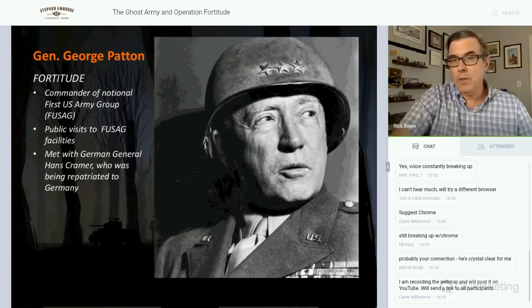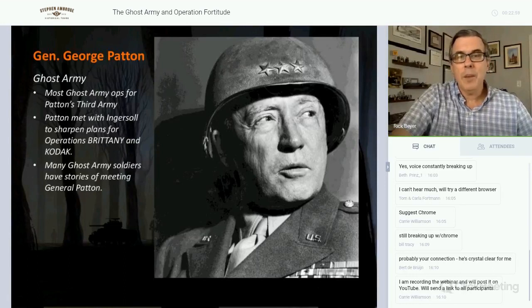Now, Patton's also very involved with the Ghost Army. Most Ghost Army operations end up being for Patton's 3rd Army. Ghost Army does not work for the 3rd Army. They work for the 12th U.S. Army Group, but most of their deceptions are for Patton's 3rd Army. And my research has shown that on at least 2 occasions, Patton met with Major Ralph Ingersoll to sharpen plans for particular deceptions that were going on in Operation Brittany and Operation Kodak.